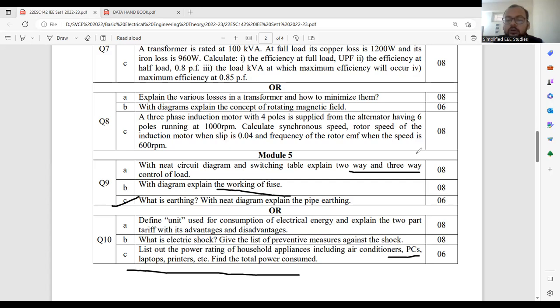Thank you for watching this video. Refer to the data book first, very clearly. Definitely, you can crack the examination with a very good score, very good CGPA, SGPA.